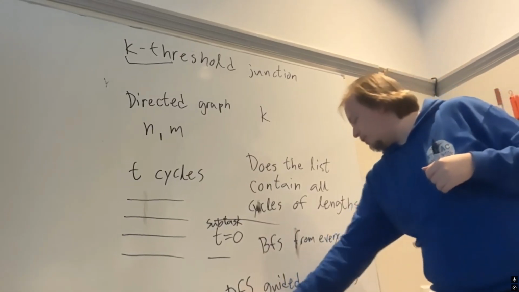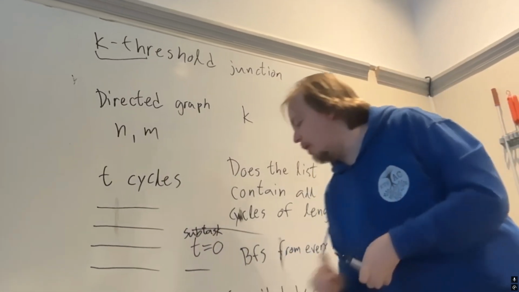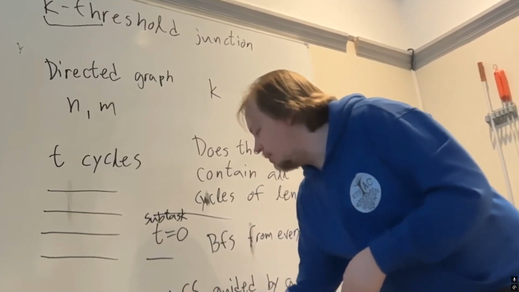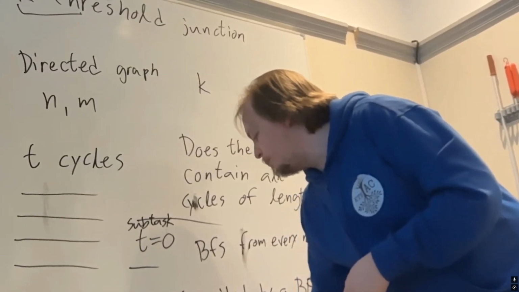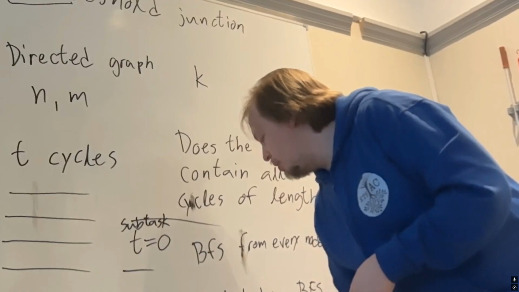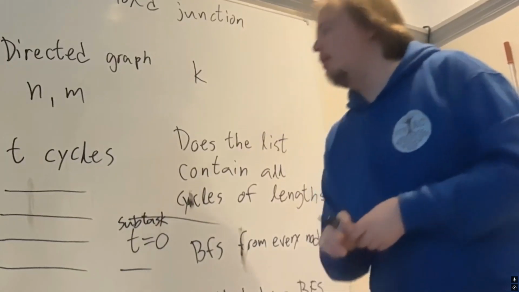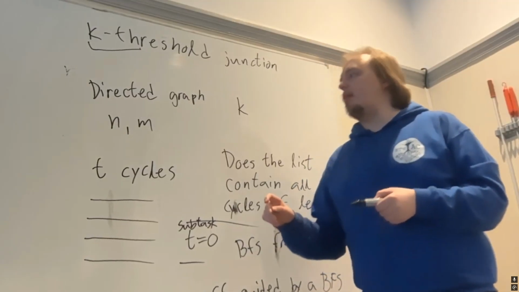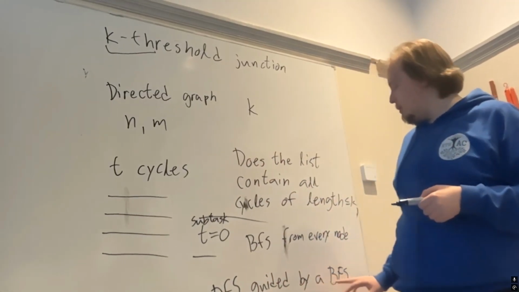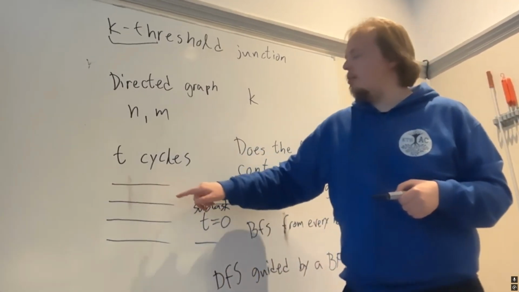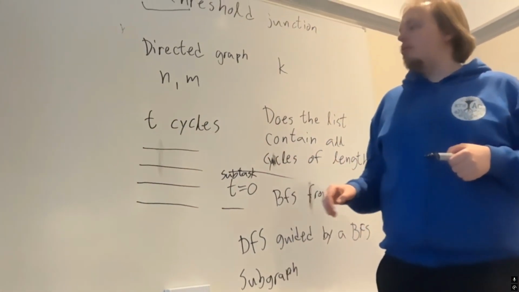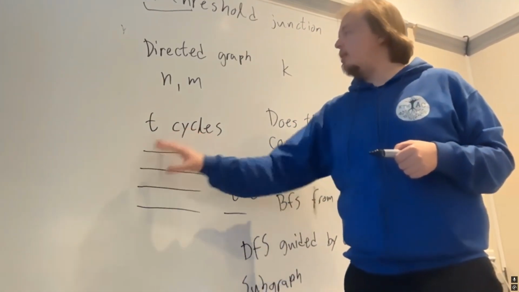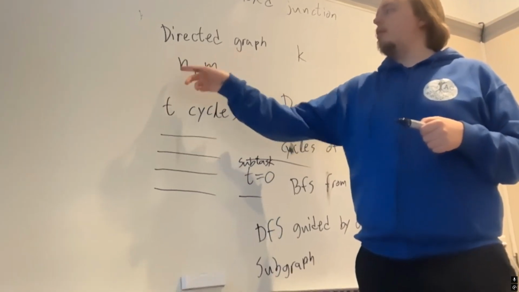So it's DFS guided by BFS together with this kind of subgraph. These two together is the solution. And as for time complexity, for every value in this list you're doing a BFS. So it's essentially the size of all of these times the size of the graph.